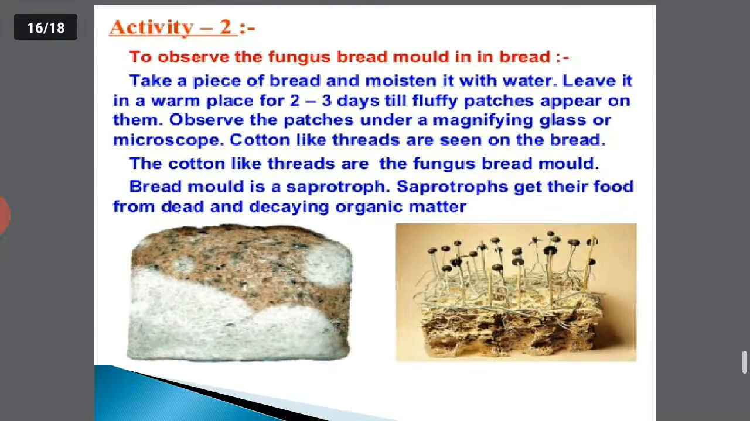And the second activity, some of you did it earlier also, and those who have not performed this can do it. Take a piece of bread and moisten it with water. Leave it in a warm place for 2 to 3 days till fluffy patches appear on it. Observe the patches under a magnifying glass or microscope. Cotton-like threads can be seen on the bread. The cotton-like threads are fungus, bread mould. The bread mold is a saprotroph. Saprotrophs get their food from dead or decaying organic matter. Okay, so observe this activity at your home.